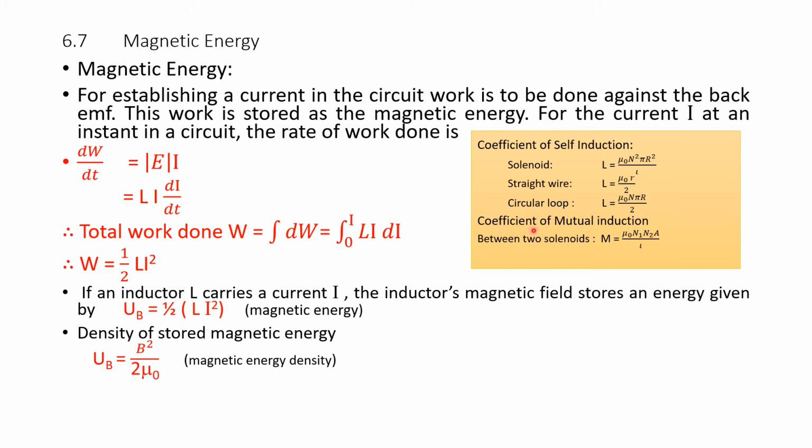The coefficient of mutual induction between two solenoids is given by the equation M is equal to mu naught N1 N2 into A divided by L. Please remember these formulae. The derivations are also given in standard textbooks. We are not covering them here, to simplify our presentation.